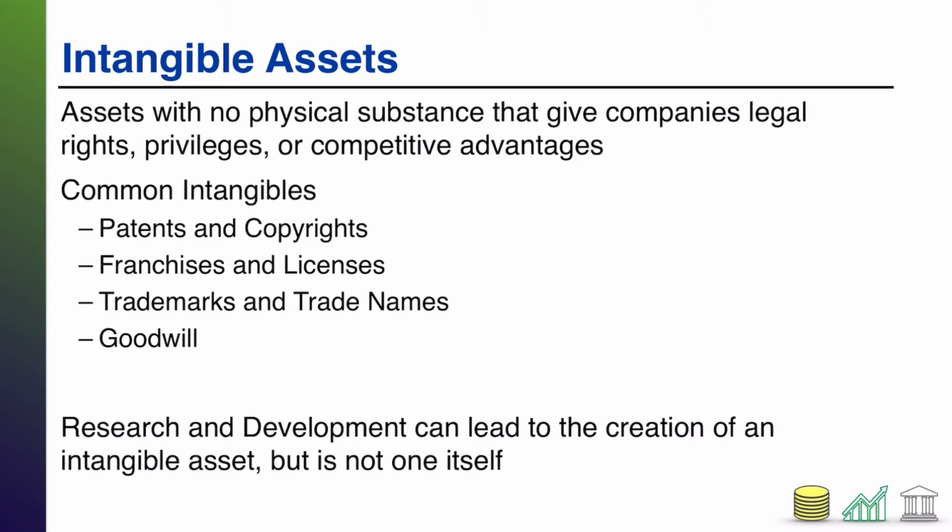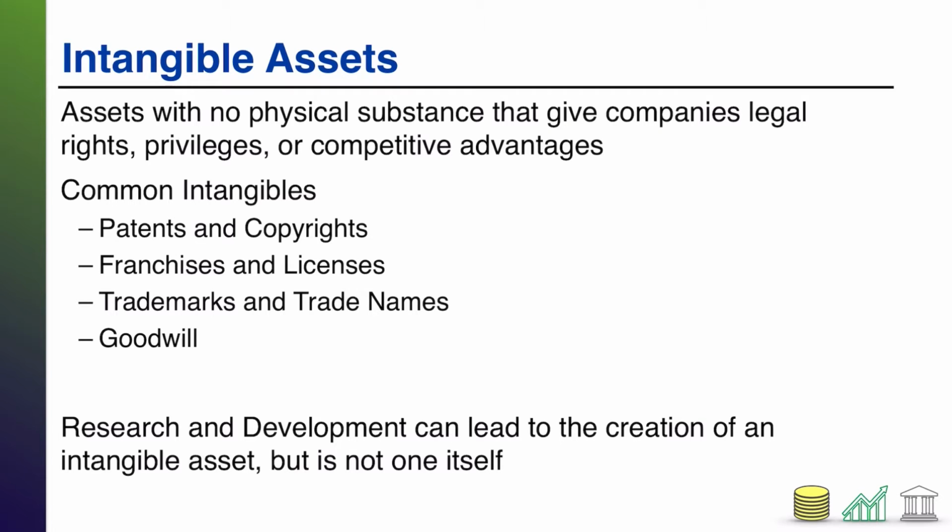Well, it's an asset without physical substance. That is the key differentiator between that and, say, a physical asset like PP&E, fixed assets. There's no physical substance to intangibles. Instead, what they are is legal rights, privileges, or other competitive advantages that companies have. So some of the common ones you see listed here: patents and copyrights, franchises and licenses, trademarks, trade names, and goodwill, all of which I'll talk about in more detail shortly.